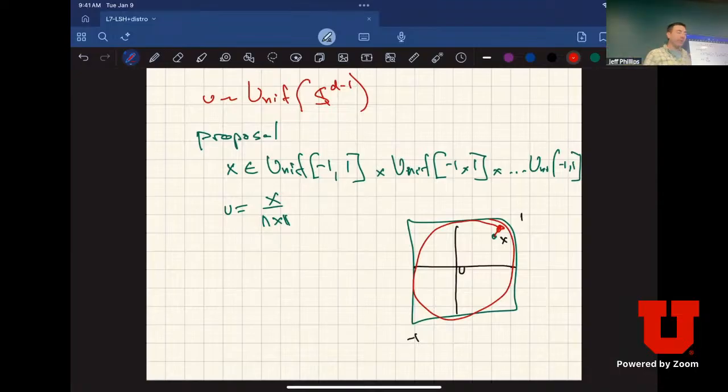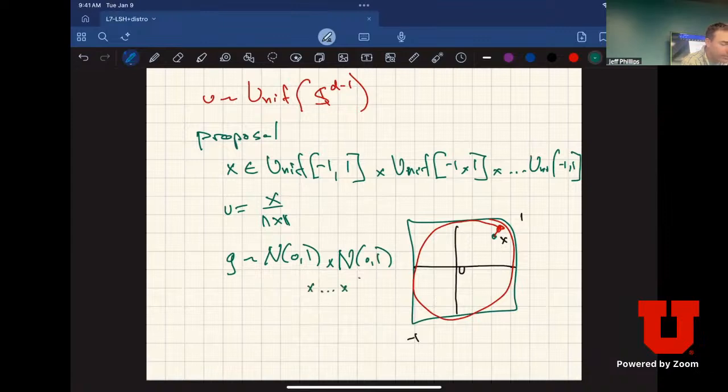Okay, good. What if I picked a normal distribution instead? Right, so what if I pick G from a normal distribution, and in fact, I can do times another normal distribution. So I picked all the coordinates of G from d normal distributions. Is this going to work? And then I set u equal to G. Who thinks this one will work? Who thinks this one will not work? Who's uncertain? Okay, good. It's engagement.